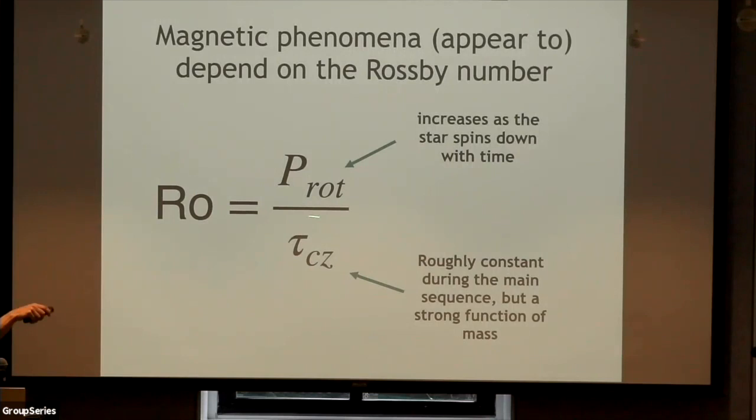While it's fixed for a given star on the main sequence, this is a very strong function of mass. So high mass stars have short overturn timescales, low mass stars have long ones. So that's a way of baking in a mass dependence that's very natural to the problem.